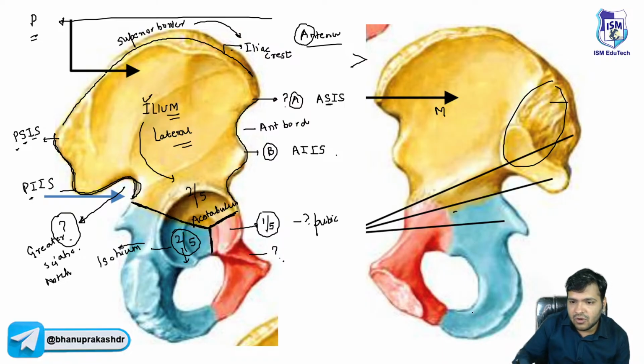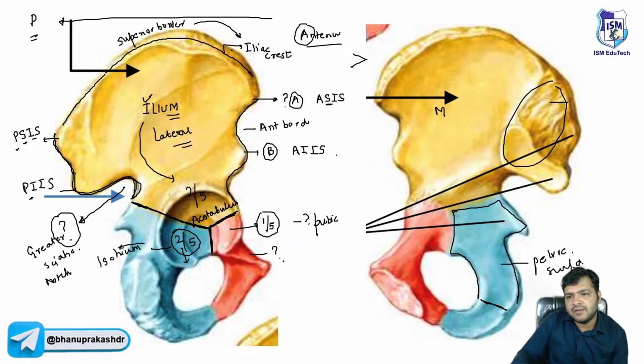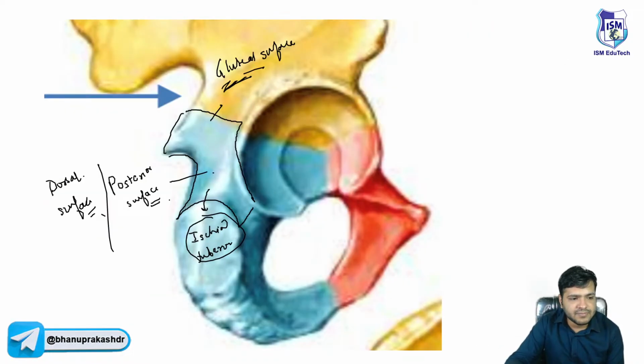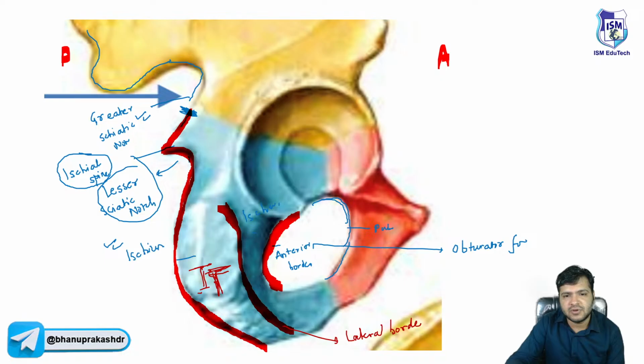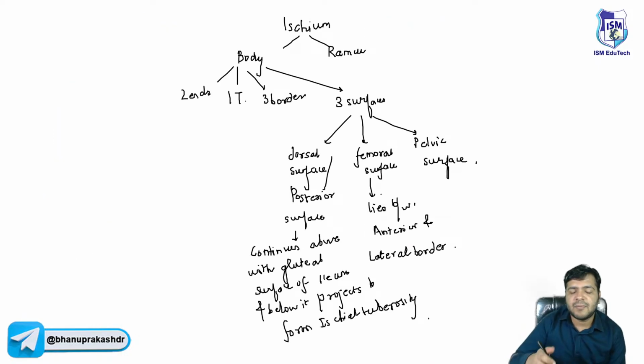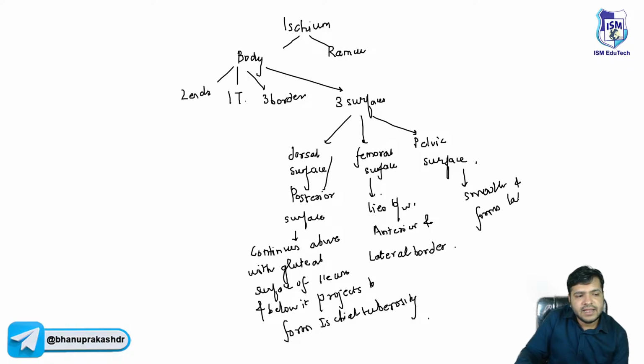this surface beta. I'm talking about this surface. Yes, this is the pelvic surface. If you can clearly see it over here, this is the pelvic surface. And remember it is smooth and forms the lateral wall of the true pelvis. Okay, so remember the pelvic surface is smooth and forms the lateral wall of the true pelvis.